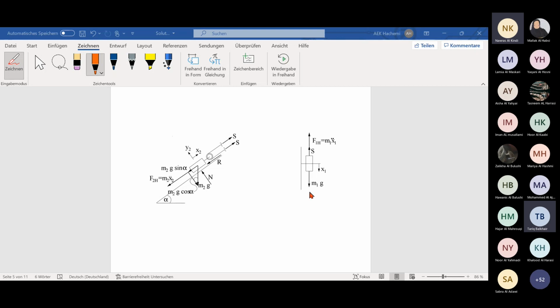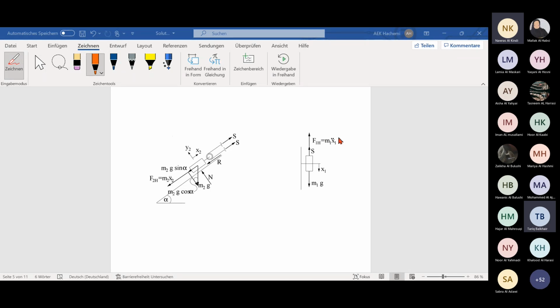Now, the difference is only that we take the sum of all these forces. For example, here for the mass M1, we take minus S plus M1 g. This is the external forces, equal to the mass multiplied by the acceleration x double dot 1. Now for D'Alembert, we introduce the inertia force.